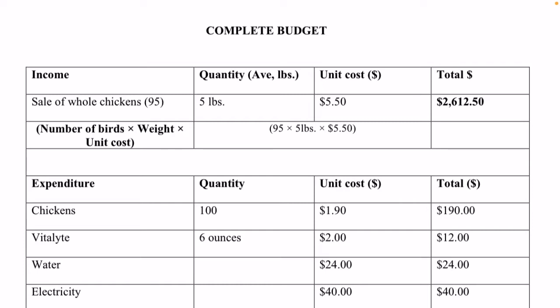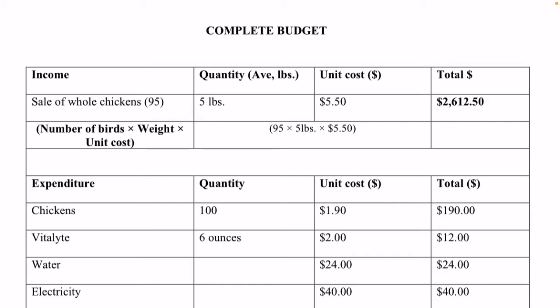Let's look at the first parameter or aspect of the complete budget. Income. This is an example of a complete budget that will be done for a broiler project. It consists of sale of chickens, the average weight per bird, and the unit cost that you will approximate to sell these chickens at once they have been slaughtered.